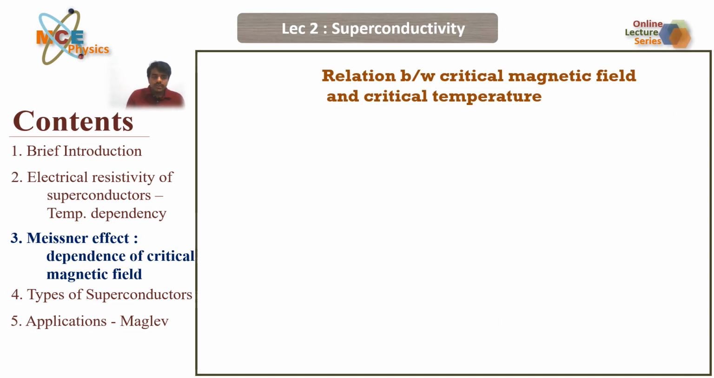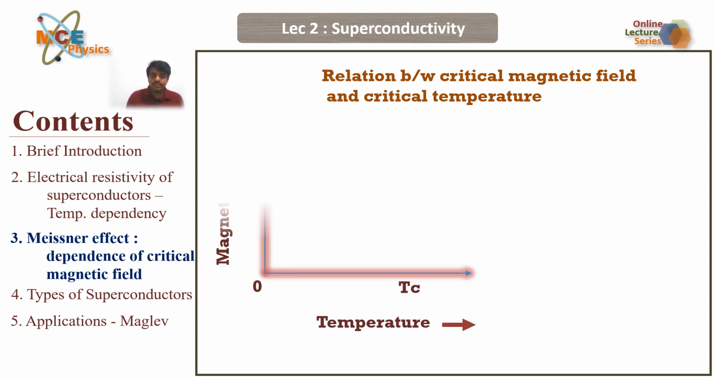Now let us try to understand the relation between critical magnetic field and critical temperature. We have two important boundary conditions for the superconducting state of a superconductor. Simply keeping the temperature of the material below its critical temperature is not enough; you need to keep the magnetic field within the critical magnetic field as well. So let us consider magnetic field and temperature and plot a graph between these two.